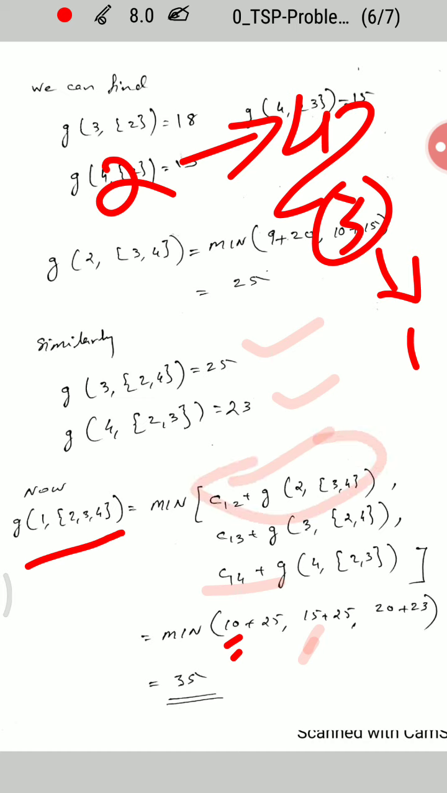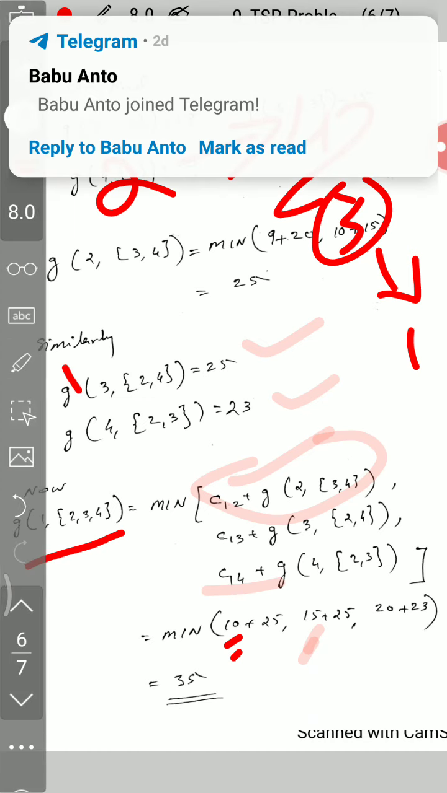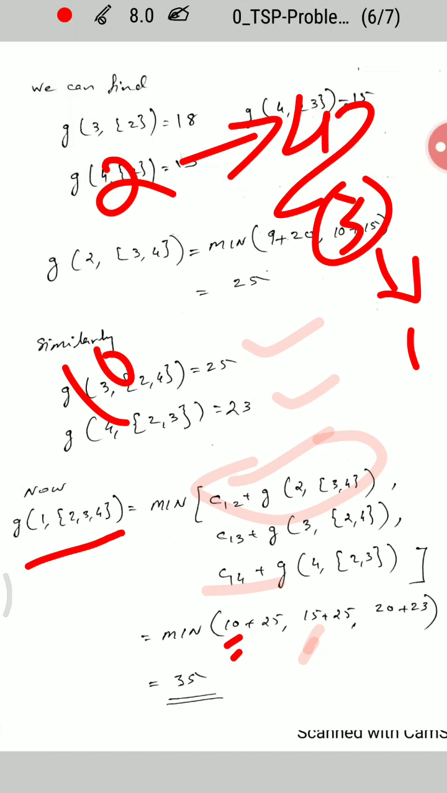That means 1 to 2, then from 2 to 3 and 4 in some order, then returning back. So the path is 1 to 2, then 2 to 4, 4 to 3 and 1.